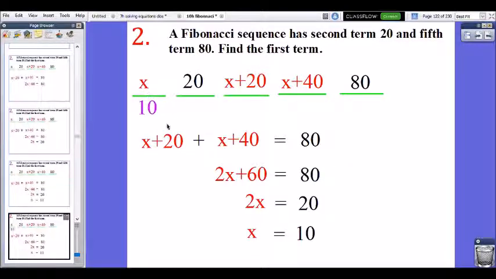Let's just check that that works. Okay, so if x is 10, then x plus 20 will give me 30, and x plus 40 should give me 50. Does this fit the rule? Well, 20 and 30 makes 50, that works. 30 and 50 gives me 80, so that's fine, and I've solved the problem. So the first term is 10, that is my answer.